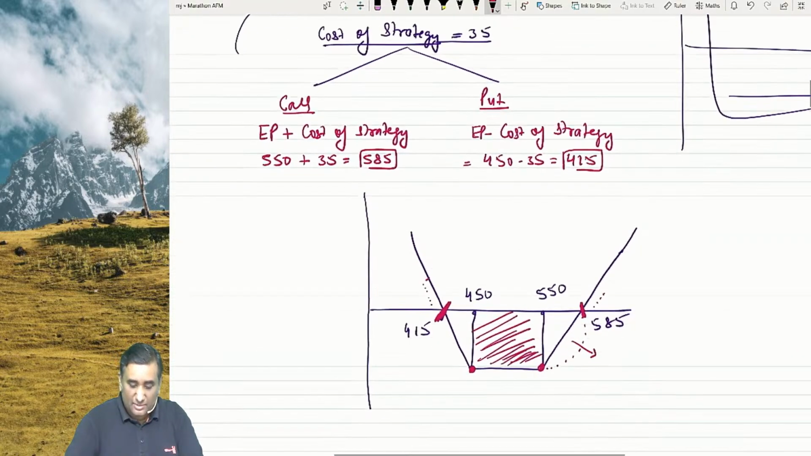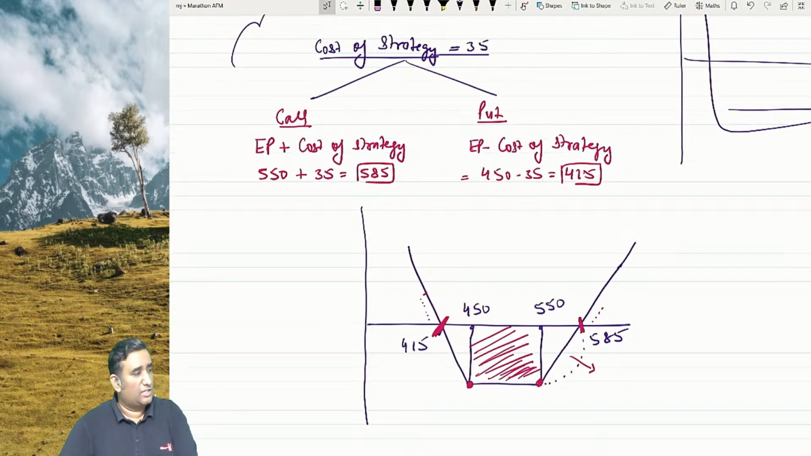So this is a graphical presentation. This shows me at different points what should be the answer. If, sir, price was 420, let's suppose, I would be in loss of 5. If the price was 550, I would be losing my entire option premium. If the price was 585, it's a break-even point. If the price is 415, it's a break-even point. That's called cost of strategy. This graphical presentation only helps me out.